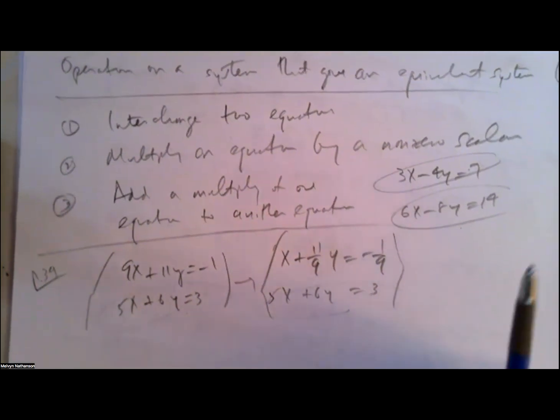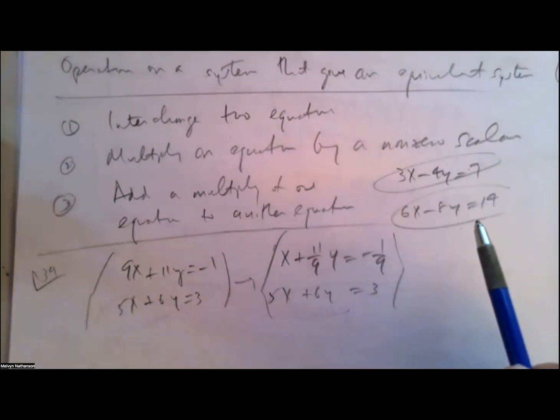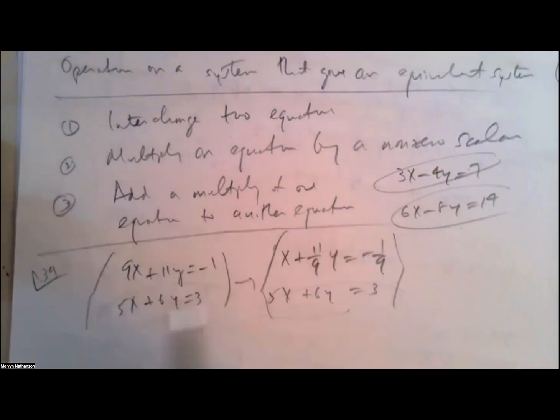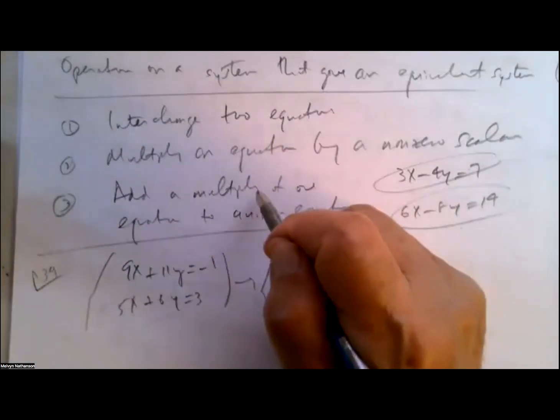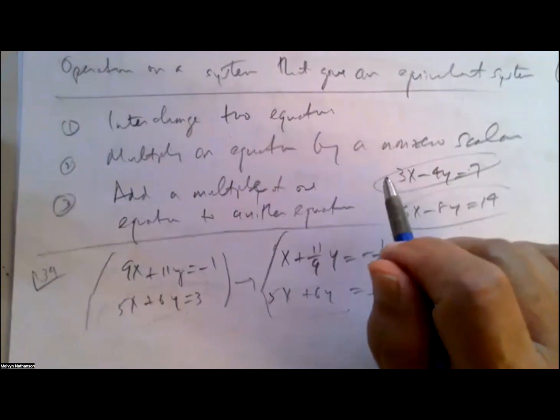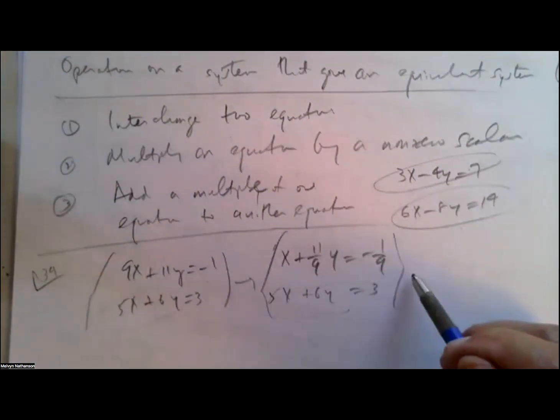I have a question. At the end of number 2, what word is that? It says non-zero scalar. Okay, so here I multiplied this equation by the non-zero scalar 1/9, and this is what I got. And at number 3, it says add a multiple of one equation to another. Let me give an example of what that means.